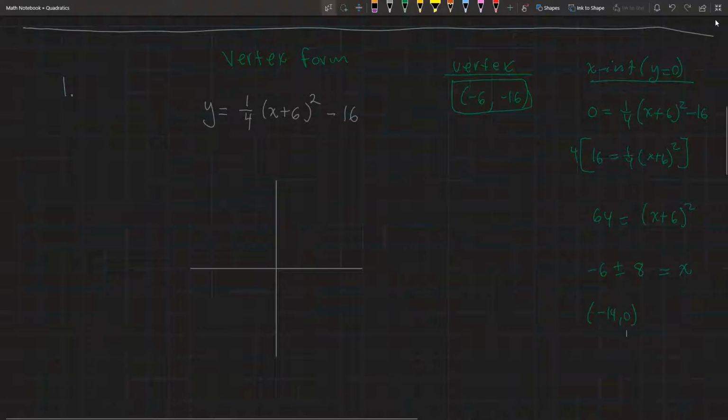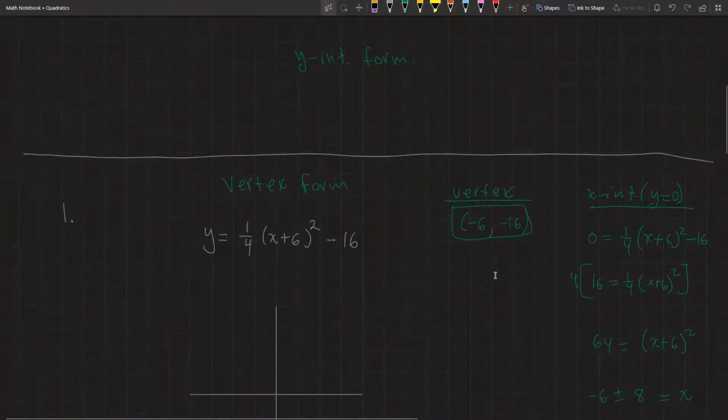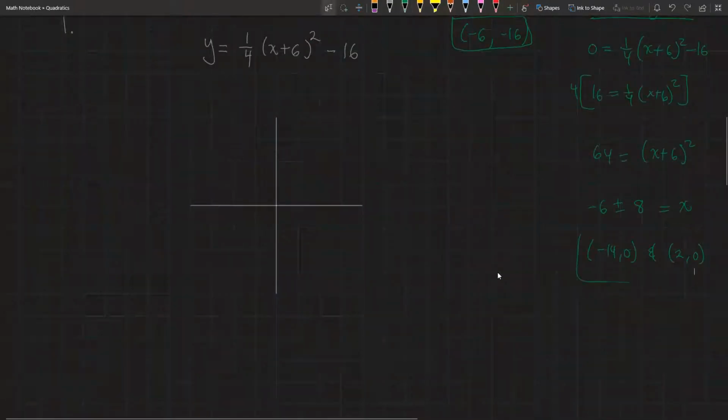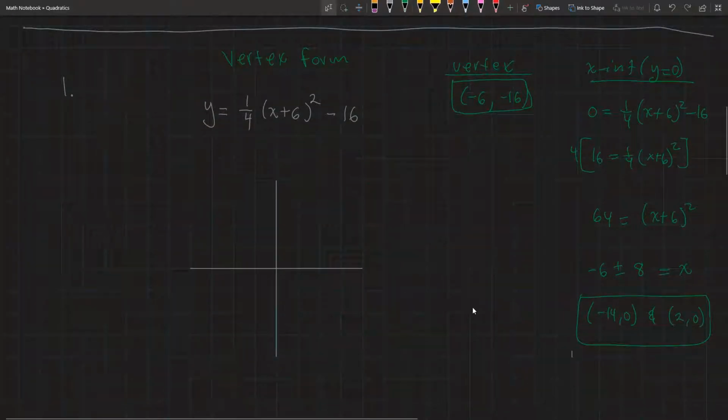Remember that the y value was 0. And the other x-intercept is negative 6 plus 8, which gives us 2, comma 0. Let's start plotting these 3 points we have so far. And then the rest of the picture is going to start to show itself very quickly. So we have 2, comma 0 somewhere here, and negative 14, comma 0.